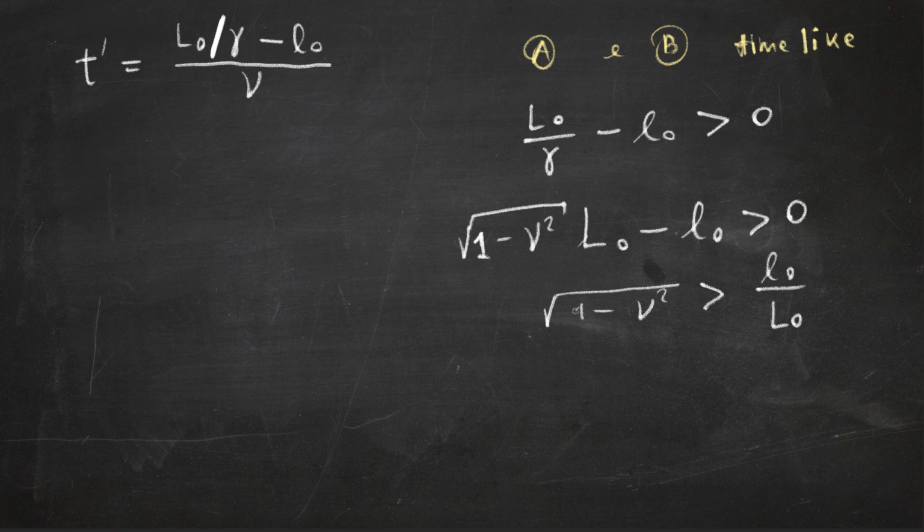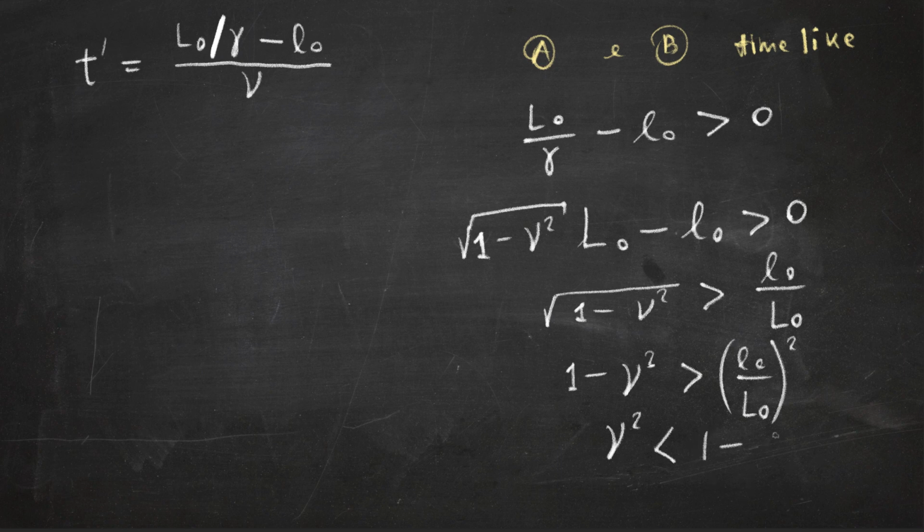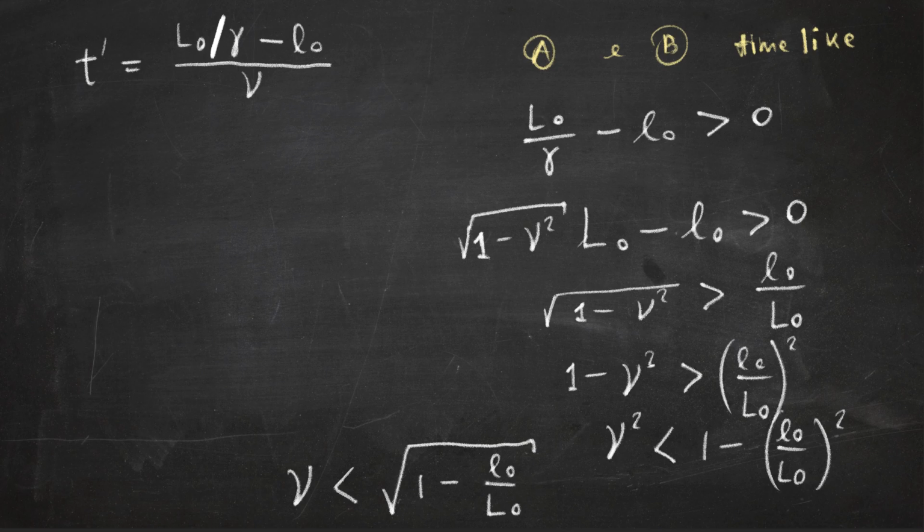Isn't that a lovely expression? All this stuff is positive, so it's perfectly fine to square here without worrying about the signs. So you get 1 minus V squared greater than little L naught over big L naught, squared. Then you can do 1 minus both sides, and you have to flip the sign here because you're subtracting. This would be 1 minus little L naught over big L naught squared. Finally, taking the square root, and again everything's positive, V would necessarily have to be less than the square root of this quantity for the events to be considered time-like. So there we go, little L naught on big L naught.